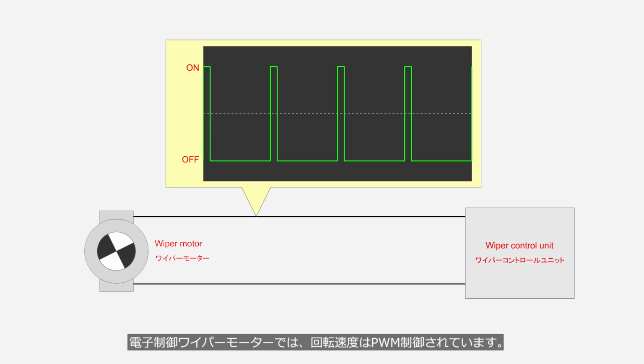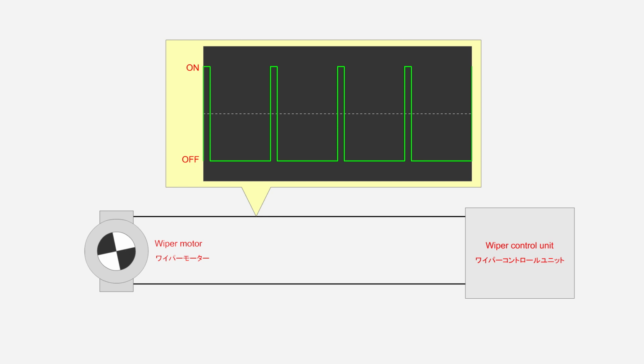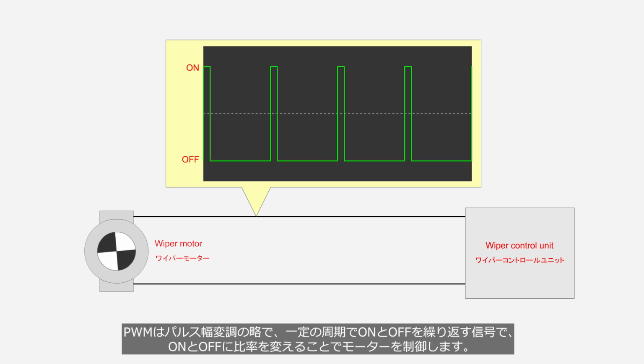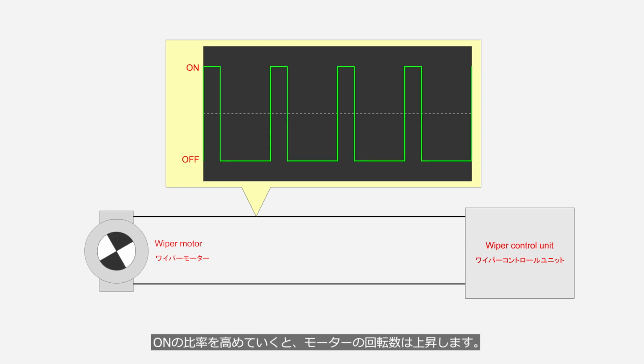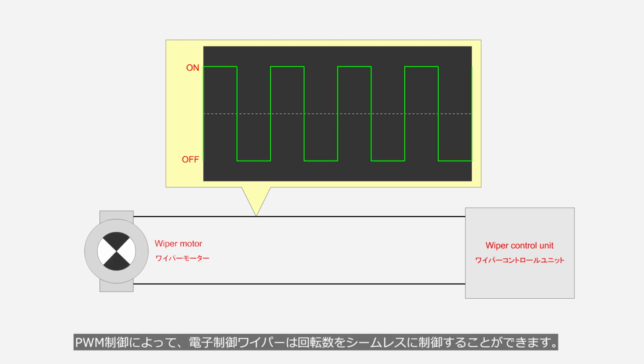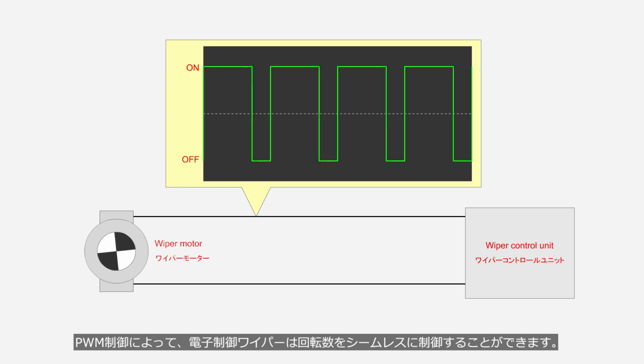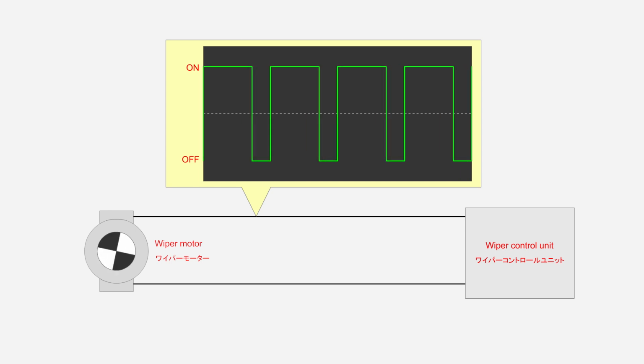In electronic control wiper motors, the rotation speed is controlled using PWM. PWM stands for pulse width modulation, a signal that alternates between on and off at a consistent cycle. The motor speed is controlled by changing the ratio of on and off. Currently, a pulse signal is being input with a ratio of 1 for on and 9 for off, causing the motor to rotate slowly. As the ratio of on is increased, the rotation speed of the motor will rise. Through PWM control, electronic control wipers can seamlessly control the rotation speed.